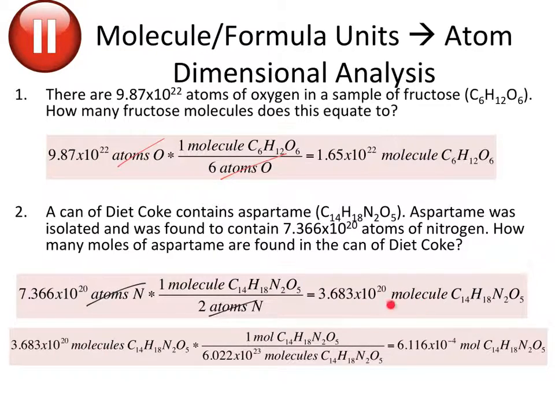And once we have that, we can just rewrite our number here. And what's the relationship between molecules and moles? It's moles and particles. Remember, 1 mole is equal to 6.022 times 10 to the 23 of whatever you're measuring. So that 6.022 times 10 to the 23 is measuring molecules. That goes on the bottom, and you're effectively dividing. Your units will cancel out, and you'll get your answer, 6.116 times 10 to the negative 4 moles.